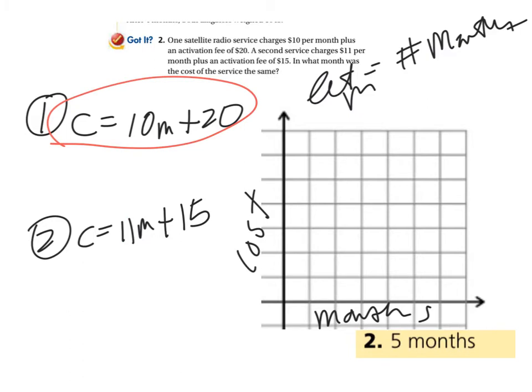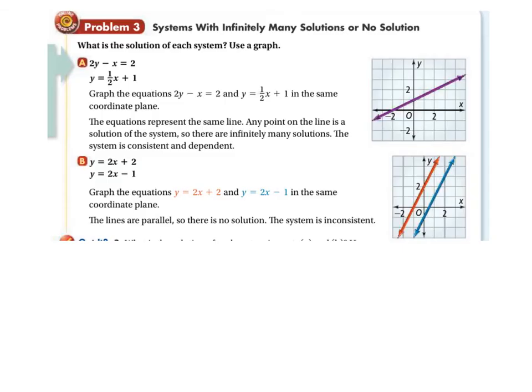that these two are equal. A way easier way to solve this one we're going to learn later on. You would basically set these two equal to each other, and then just solve for m. I mean, it's not really a big deal, but this is a terrible problem for graphing. So anyway, I do apologize for that. $70 is where they intersect, so 5 months. Okay, so now we have to talk about systems with infinitely many solutions or no solutions.